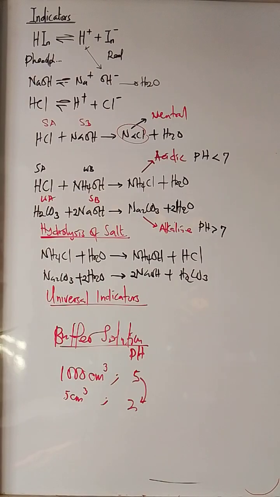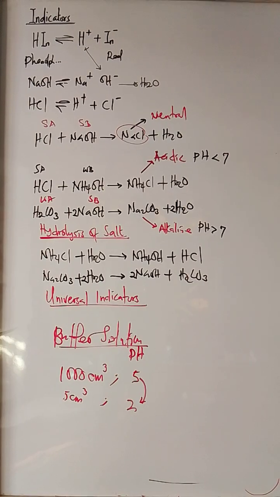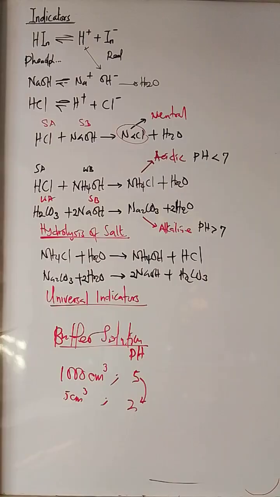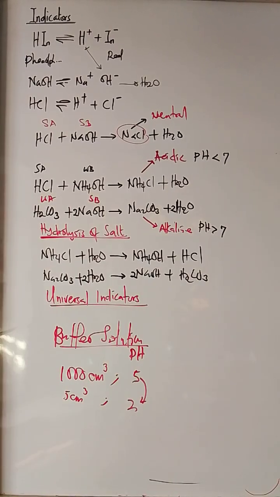Same goes for plants. For example, most plants grow when the pH of the soil is between 7 and 8. But if the pH of the soil changes drastically from, let's say, 8 to 3, or from 8 to 10, what happens? The plant will not grow again. So in order to avoid this, we have a particular solution called buffer solution.